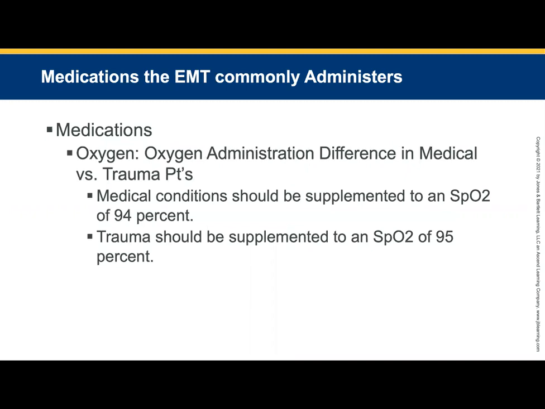Oxygen administration differs in medical versus trauma patients. This is for your knowledge. These big ones on the big screens are not on your test, but it's gonna help you. So medical patients should have a SpO2 of 94% or higher. Trauma patients should be supplemented with oxygen to keep them at 95%.